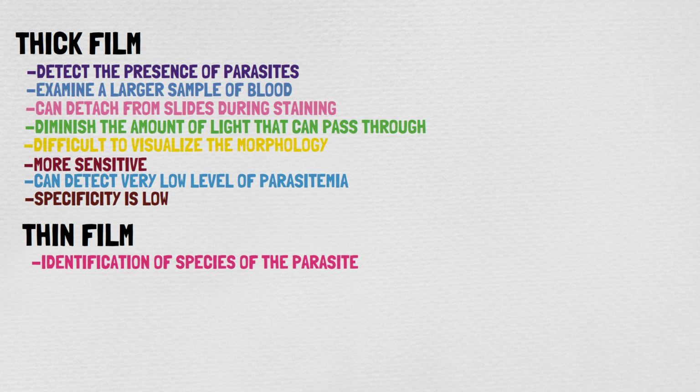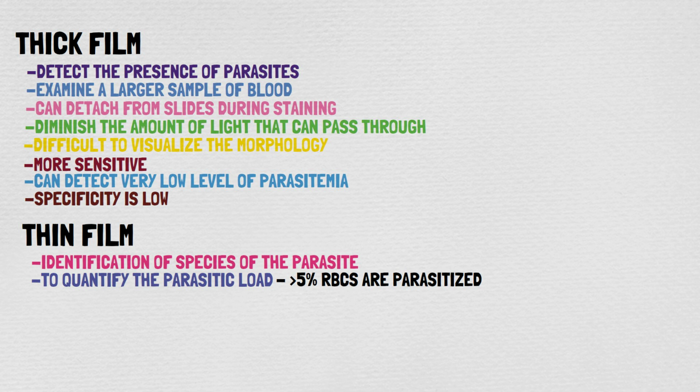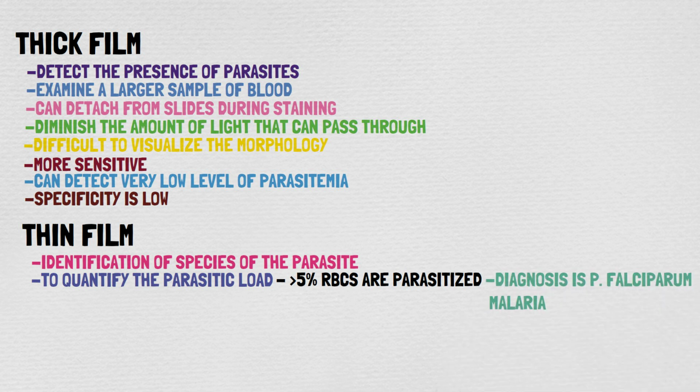Species identification is important because treatment of different species is different. Thin smears is also used to quantify the parasitic load, and if more than 5% of the RBCs are parasitized, the diagnosis is usually Plasmodium falciparum malaria.